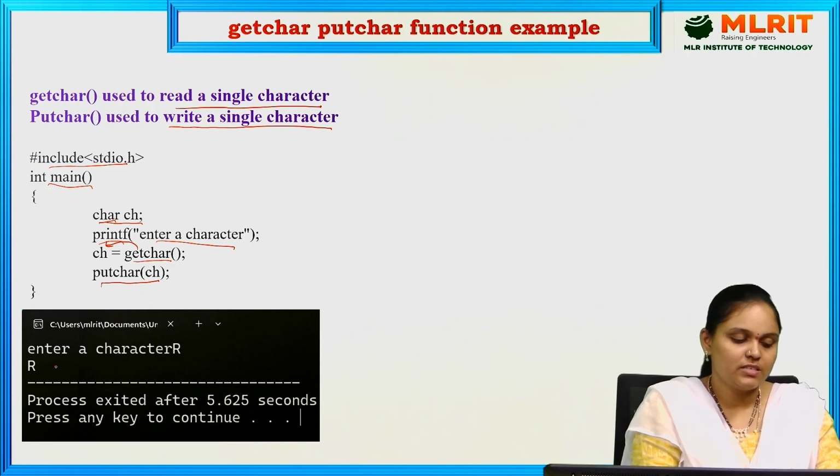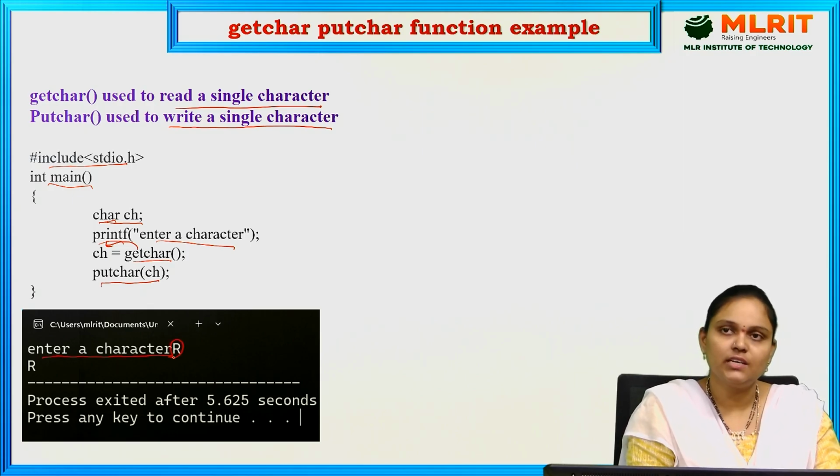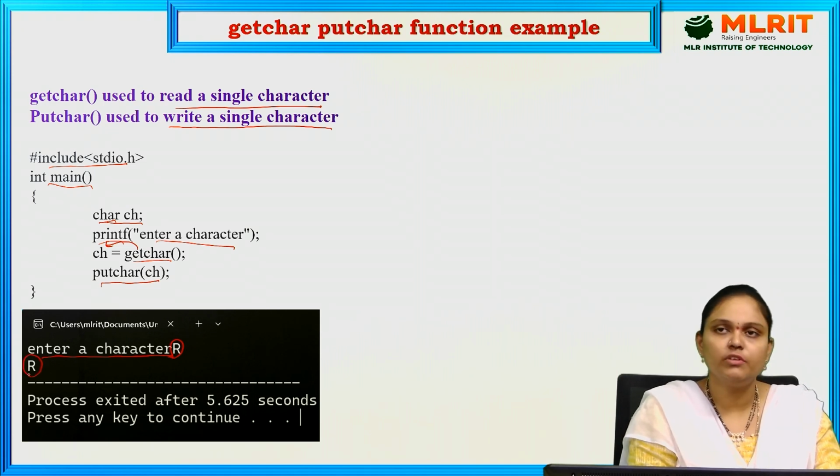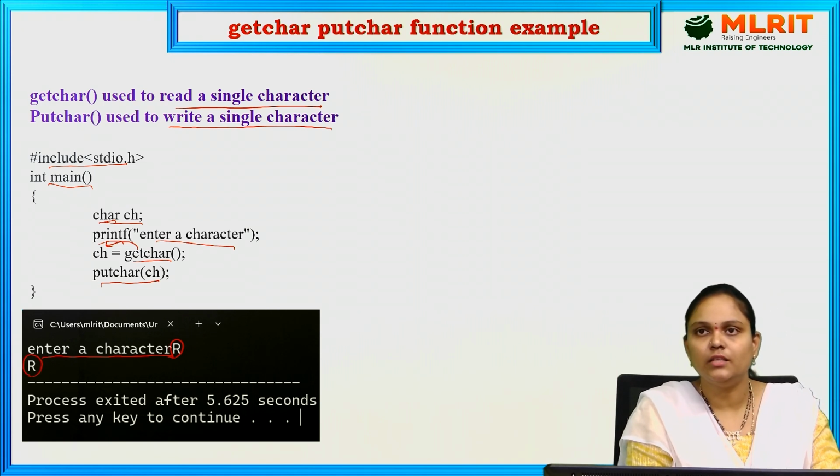Take an example, this is an output. Enter a character; the character that we are taking here is R. And by using this putchar function we are printing that R character in the console. So by using this program we can read only a single character and write only a single character, but we are dealing with the concept of the string.